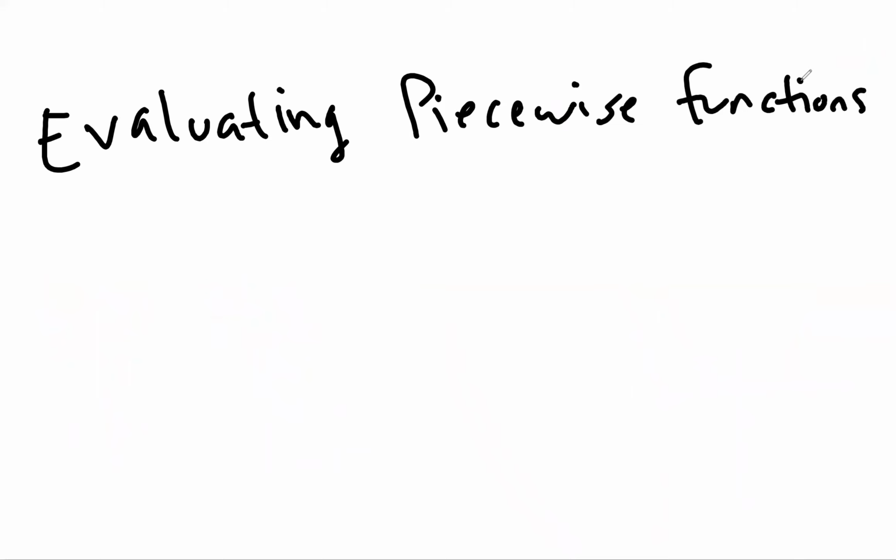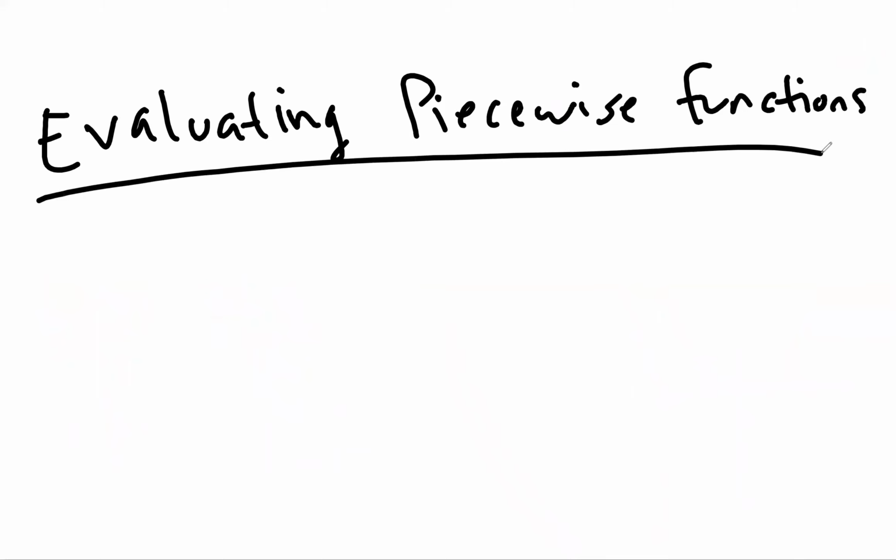So here's what we're going to do next. We are going to do something called evaluating. And this is easier and it's quicker and I like it better. Evaluating our piecewise functions. So instead of having to graph these old things, we're just going to do some evaluating.